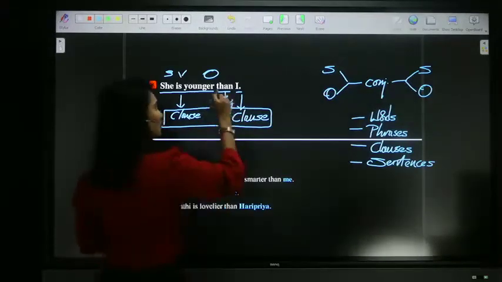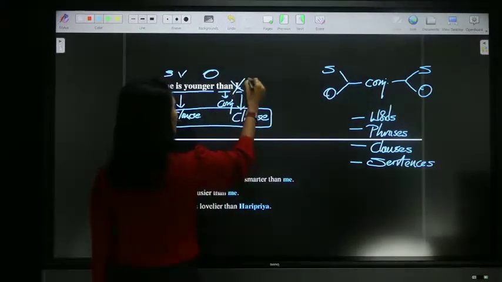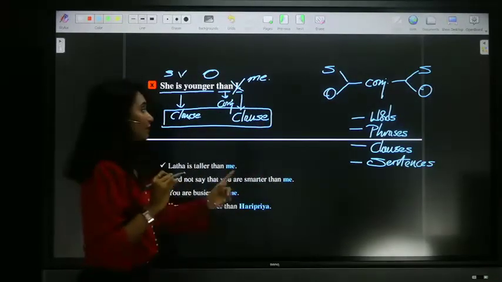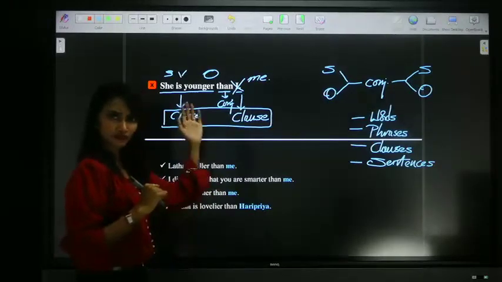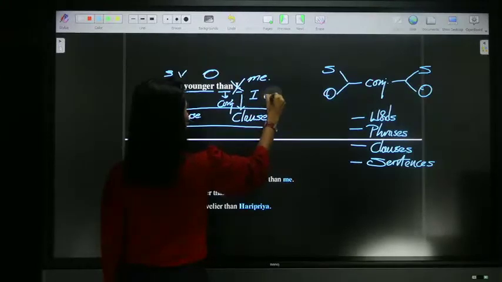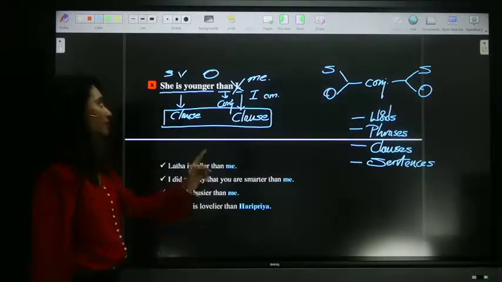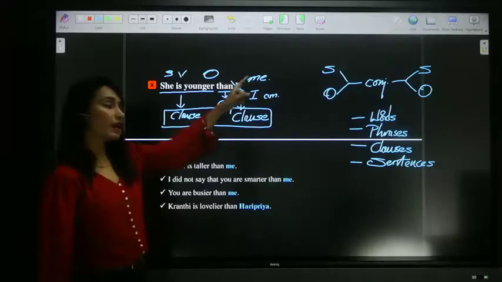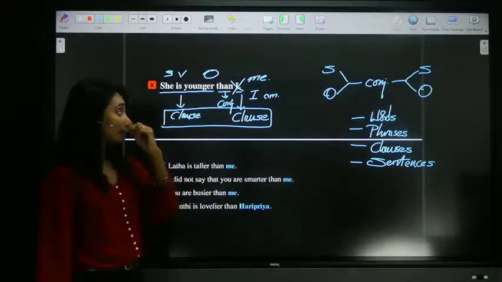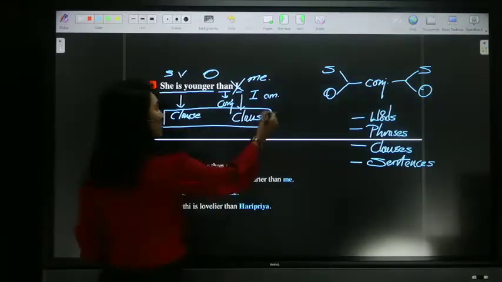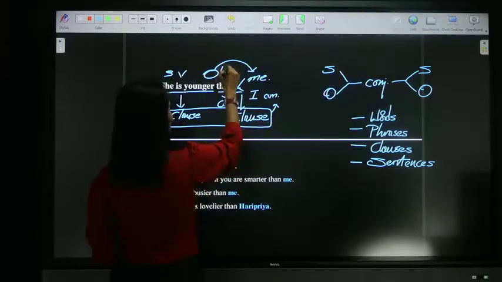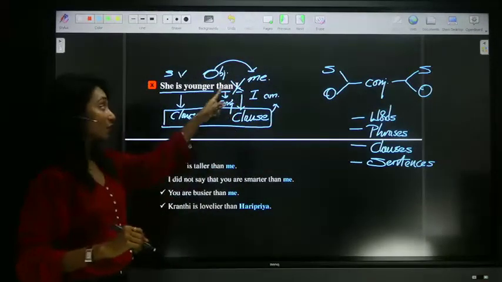That means you can use either object here, object of I is me, or use a clause instead of object. What is that? I am. So you can say she's younger than me or she's younger than I am, because it becomes connection of two clauses. Here you can connect two clauses or here you can use objective case. In both the ways it is correct but not I.